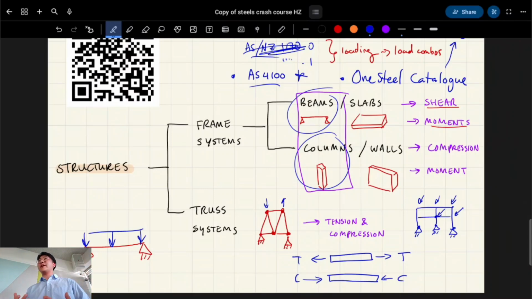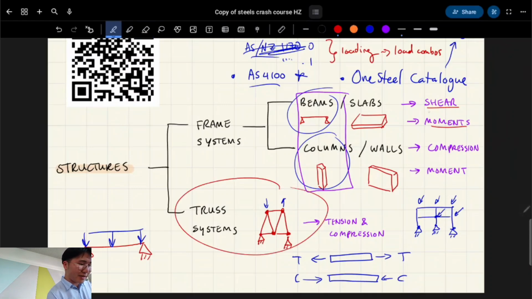That's going to come into play in this course because when we do beam design and stuff, we're going to see why shear and moments are important. And then the other thing is for columns, they'll take on compression and moments, but we don't really focus on columns as much in this course, more in concrete. So actually, we mainly focus on trusses and beams in this course.